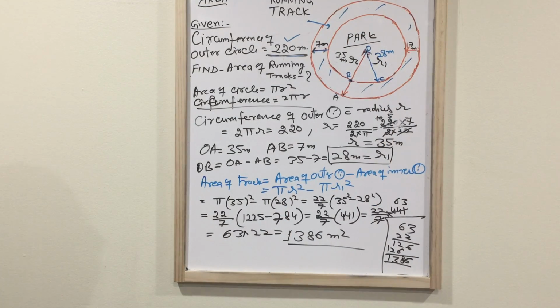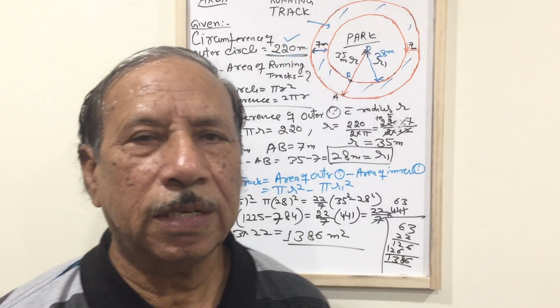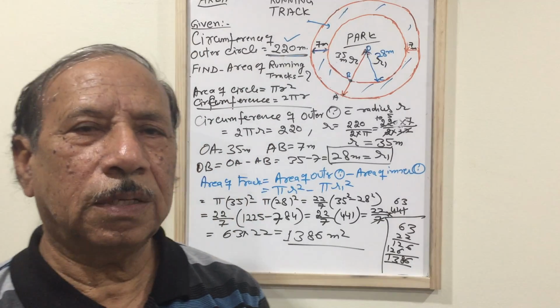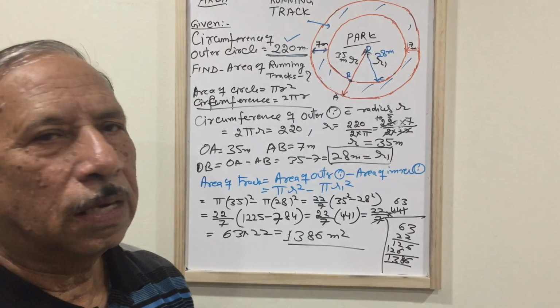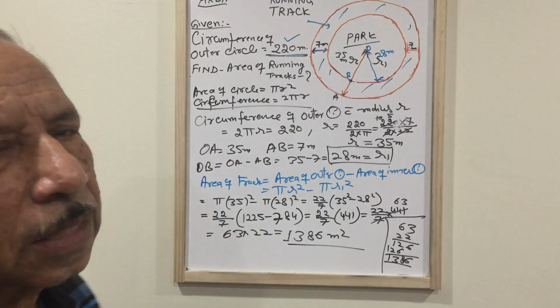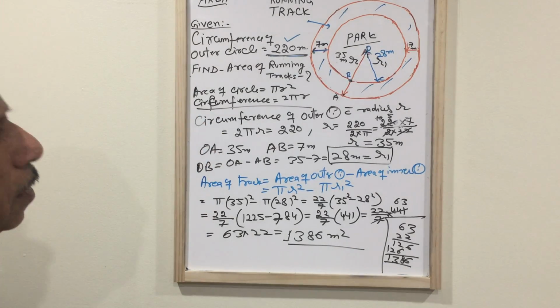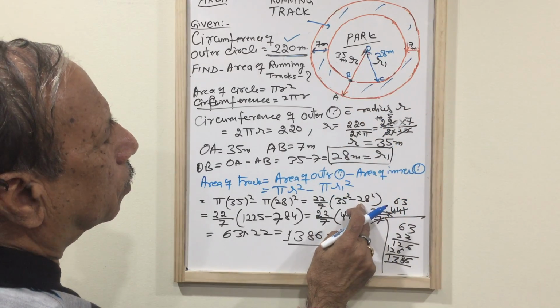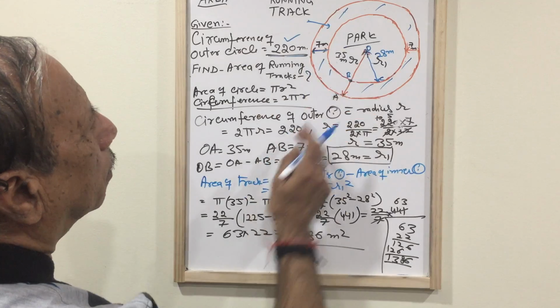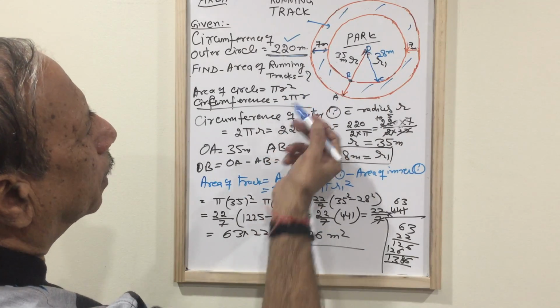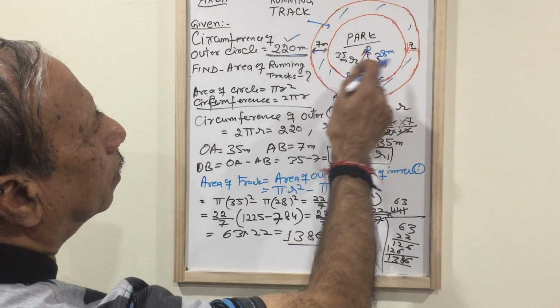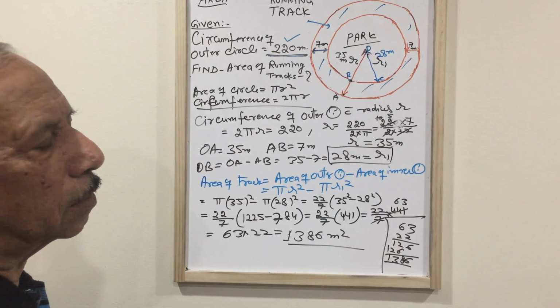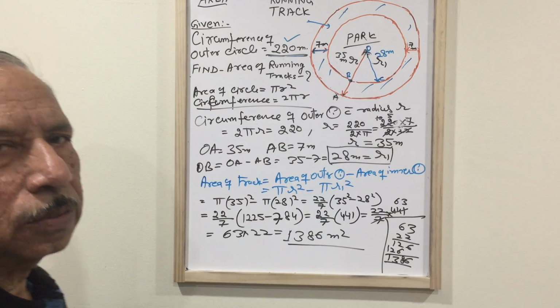So in this way we can calculate the area of the running track, and if we have to find the circumference of the inner circle, then also we know the radius r1, the value is 28, and we have to apply it in the formula 2 pi r, and we can find the circumference of the inner circle also.